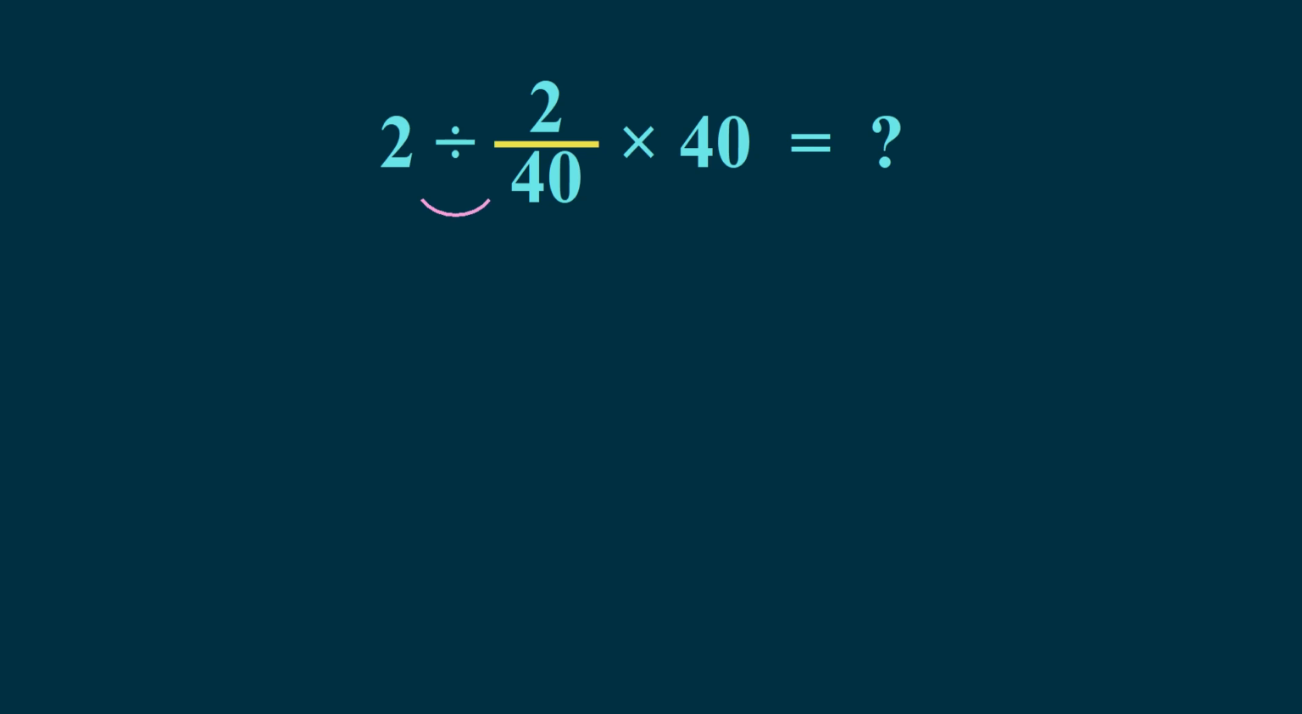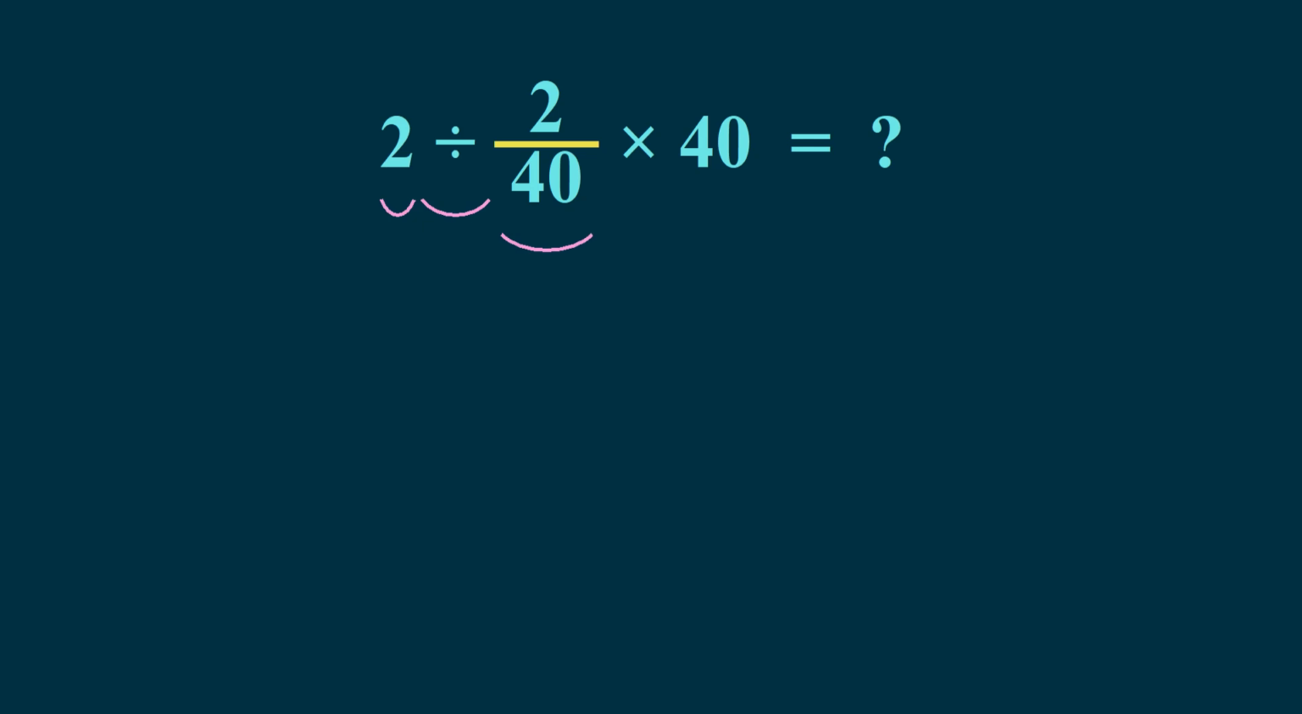So we have to do this division first, then this multiplication. If you do this multiplication, then this division, it's wrong. So we have to do this division first: 2 divided by 2 over 40.